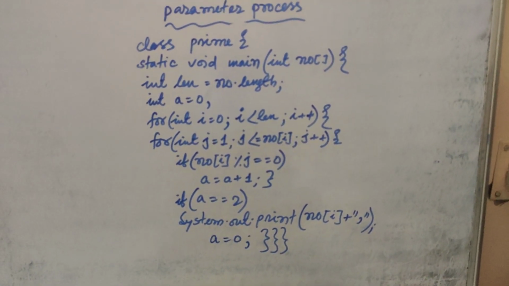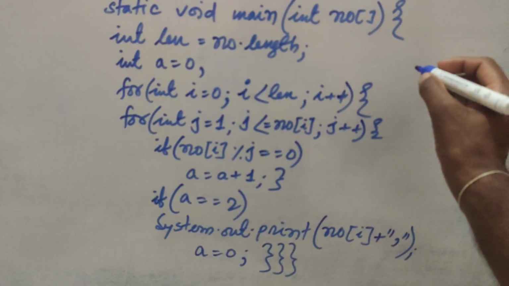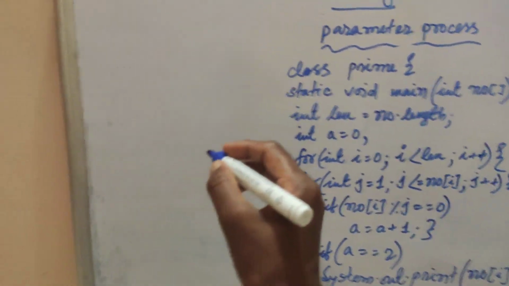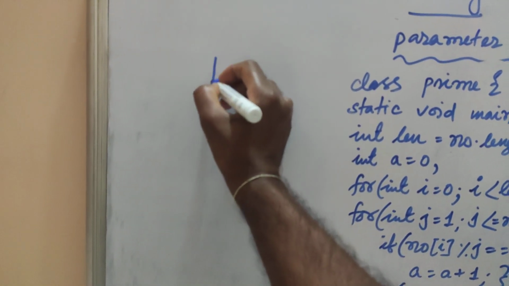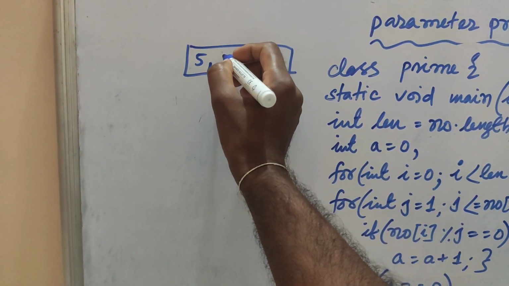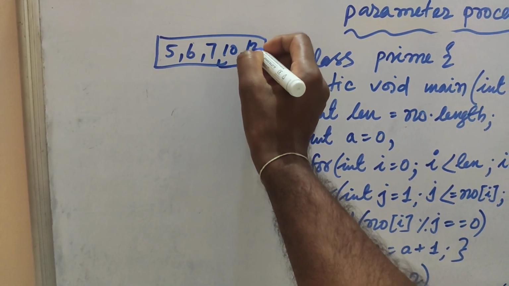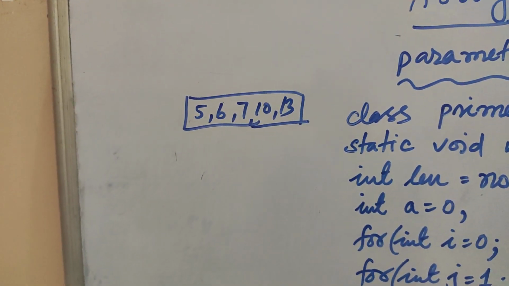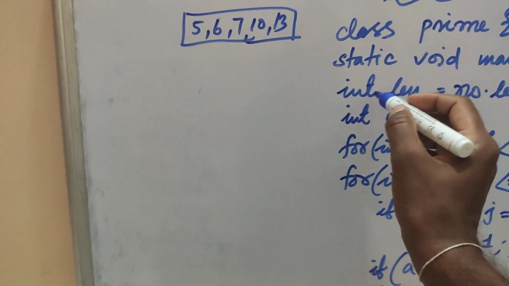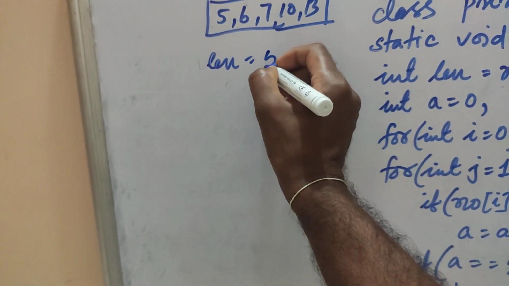Clear? See the programs. So this is parameter process. Now, suppose I want to run these programs. When you run these programs, suppose the number is 5. When you input 5 values, suppose 6, 7, 10, 13, from the keyboard, then number.length equals what? 1, 2, 3, 4, 5. 5 will come.